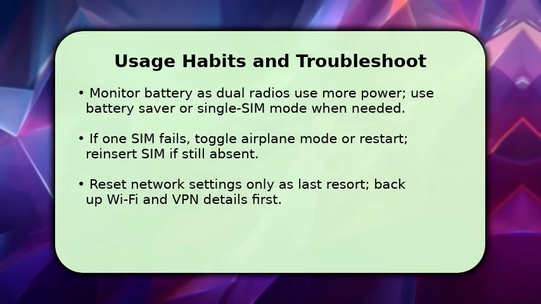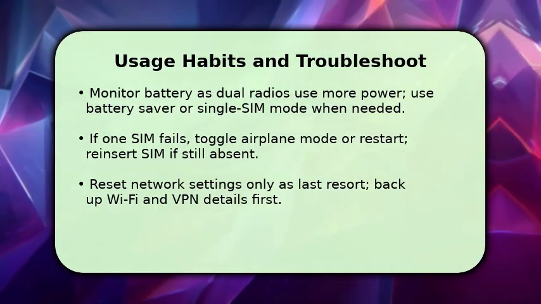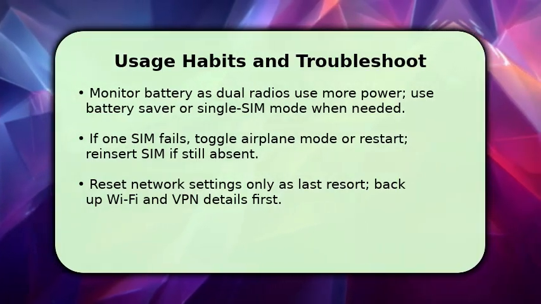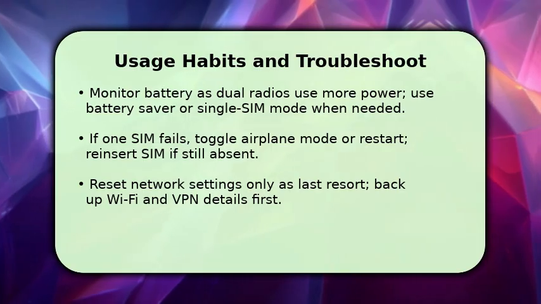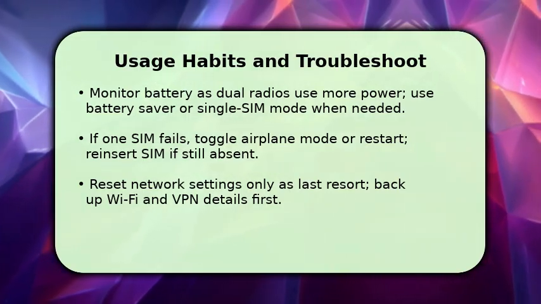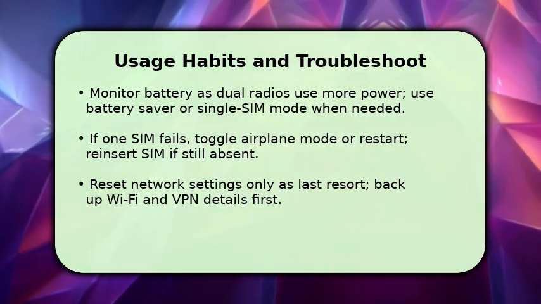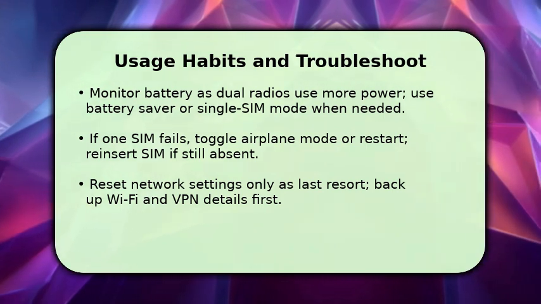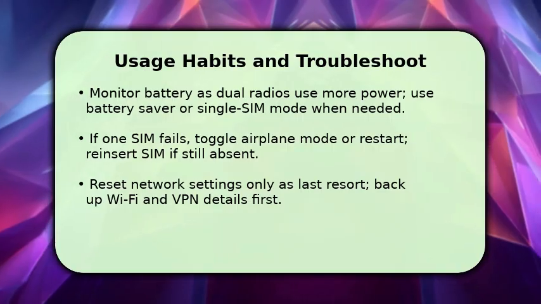If a SIM disappears or won't connect, toggle airplane mode, wait 10 seconds and turn it off. If that fails, restart the phone or reinsert the SIM. Make sure APN and carrier settings weren't changed. As a last resort, reset network settings, but back up Wi-Fi and VPN info first. This sequence resolves most issues while preserving.